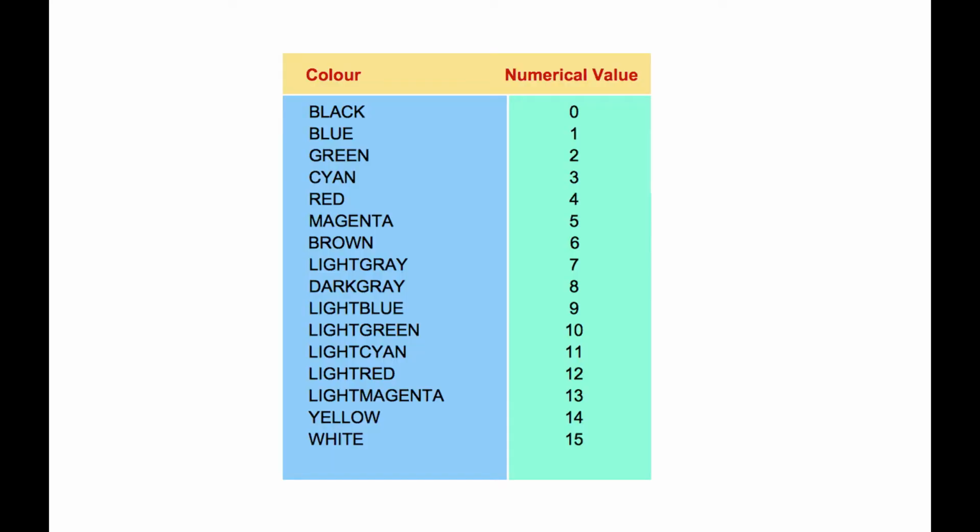The table shows several colors and corresponding numerical codes or values which indicate the corresponding color. So, you can see that for black it is 0, blue is 1, green is 2, cyan is 3, etc., and finally, white has the value 15. Now, let us see the first program to change the color of the text background.